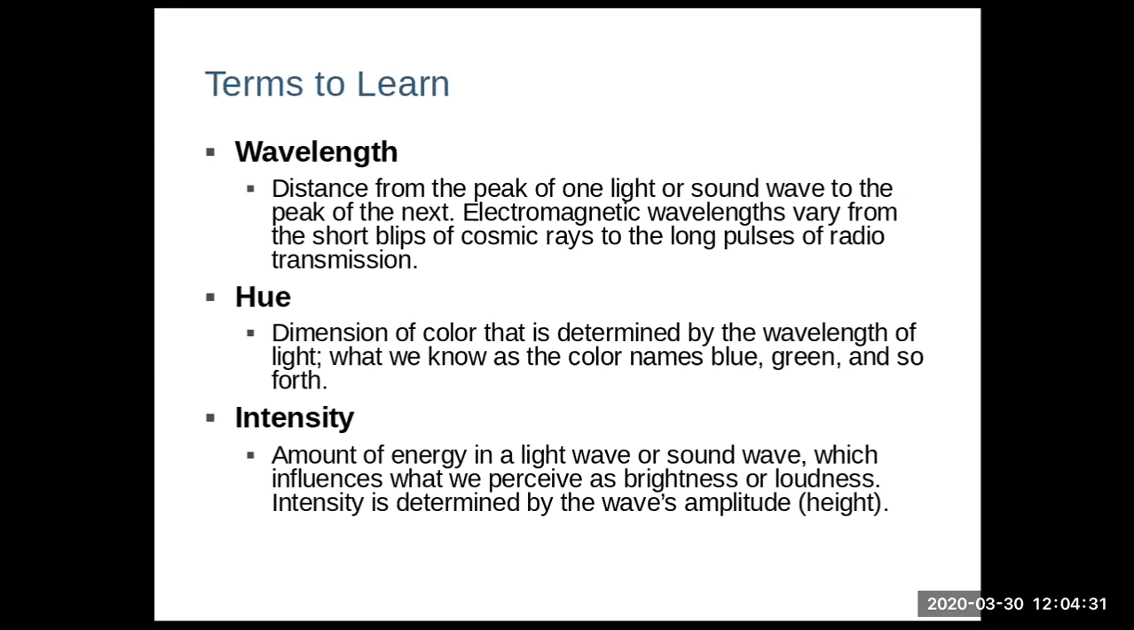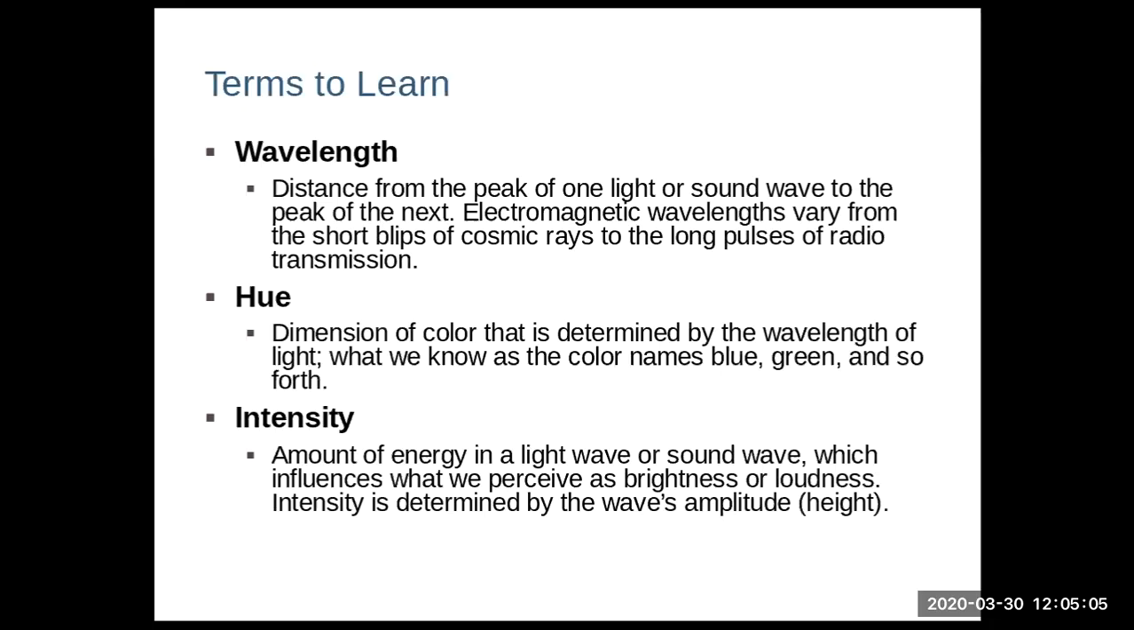So these electromagnetic waves vary from short little blips of cosmic rays to the long pulses of radio transmission. So very much like the ideas of sensation and perception being on the same spectrum, part of the same process, radio waves or audio waves and visual waves, even though they are two different types of waves, are still along the same spectrum. So radio waves and TV waves, basically, and things like that.